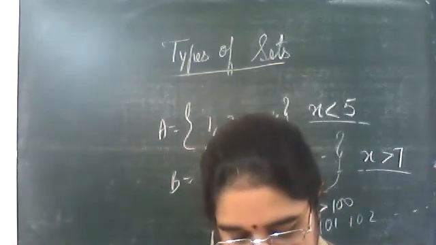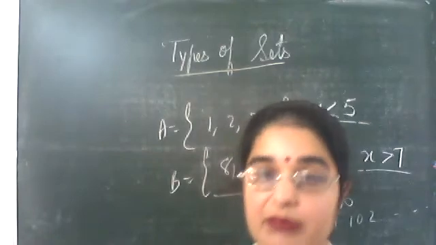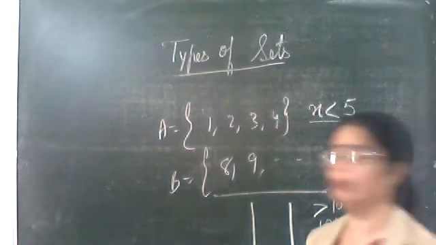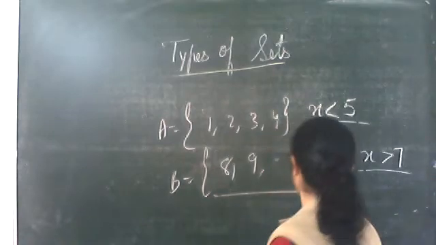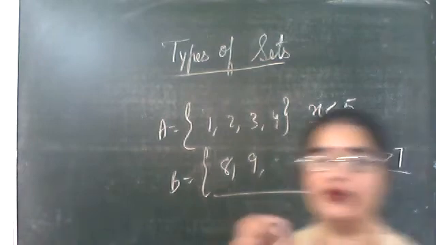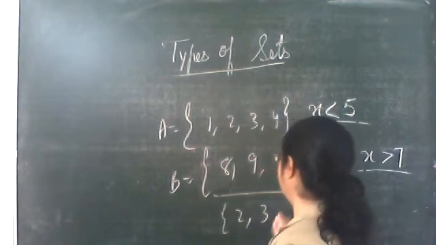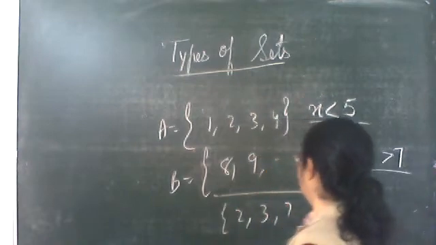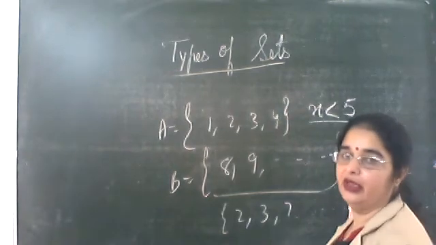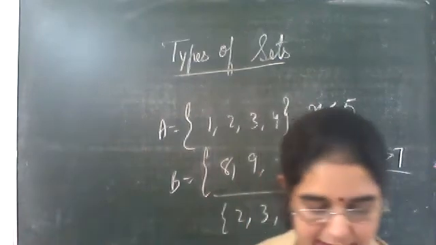Next is the set of prime numbers less than 99. Yes, less than 99, we can count them. If we write them, we can count them. It will start from 2, which is a prime number, then 3, then 7 and so on till 99. Before 99, whatever prime numbers there are, we'll write. So we can count that set. Clear?